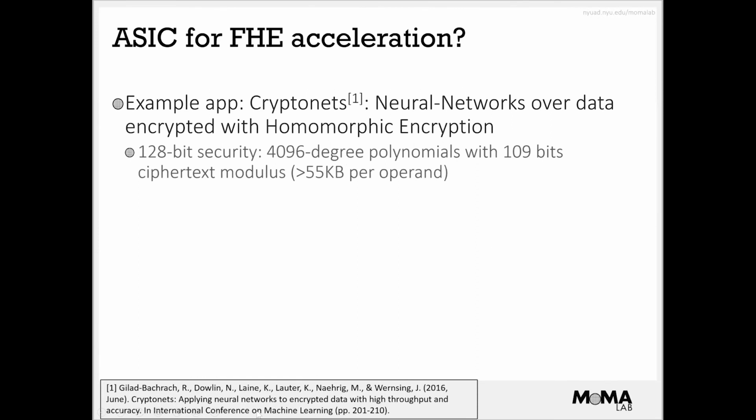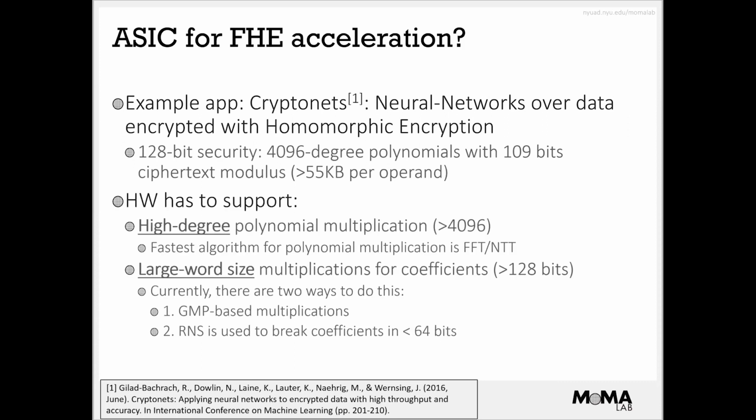CryptoNets, a paper from Microsoft a few years back, used smaller numbers to prove that machine learning can be done with smaller numbers too. They used a 4,000 degree polynomial that's pretty small with 110 bits ciphertext, but even that, very small in terms of noise budget, made one bit become 55 kilobytes. So this expansion is tremendous between the plain text to ciphertext. That's why it's much slower to operate on.